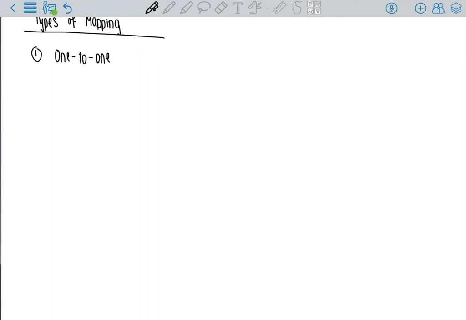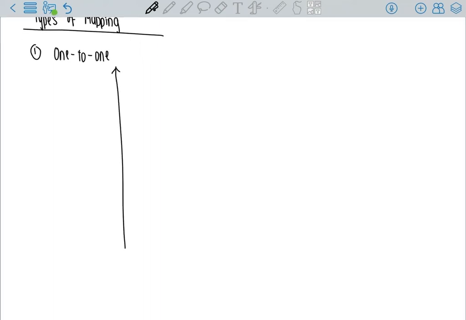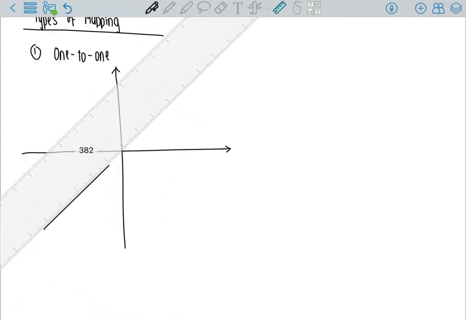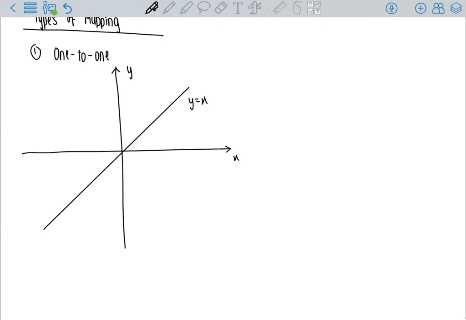In this video, I'll be talking about the types of mapping. The first type of mapping is known as one-to-one mapping. One of the examples for one-to-one mapping is a linear graph. Let's use the most simple linear graph, which is y equals x. So this y equals x graph is a type of one-to-one mapping.